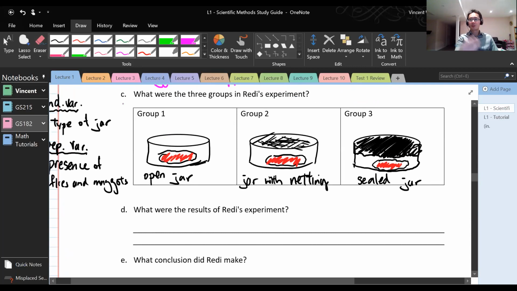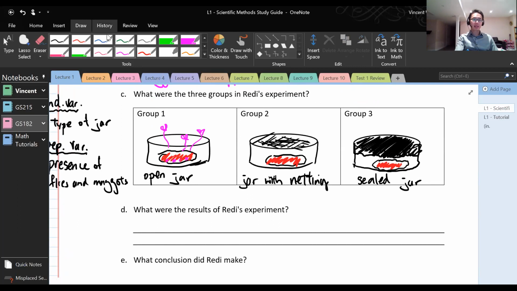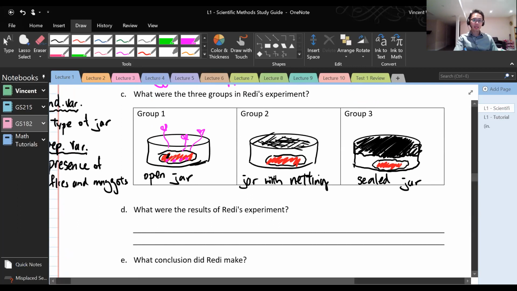As you might expect, either you use common sense or you watch the recording. After some time, there will be flies buzzing around in the first one, and there will be maggots crawling around. There's the maggots. So jar number 1, maggots plus flies on the meat.